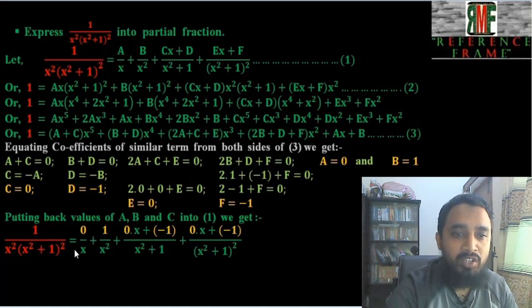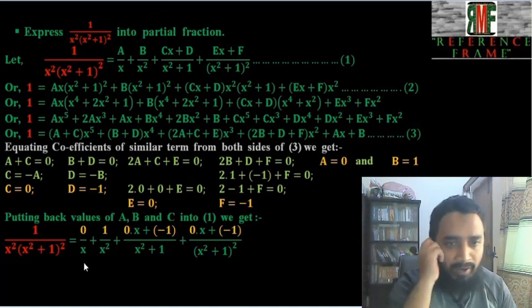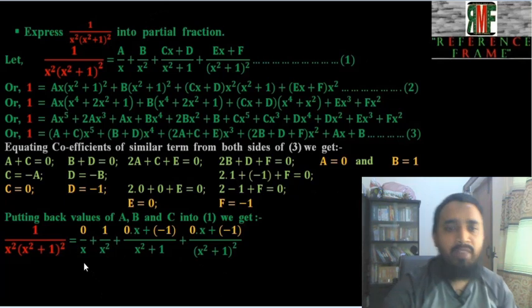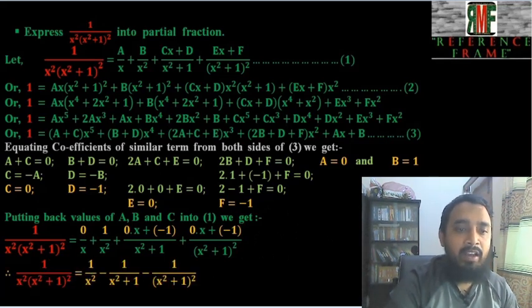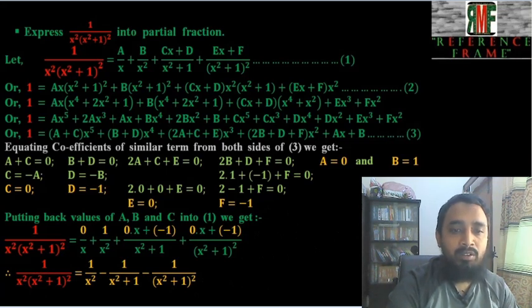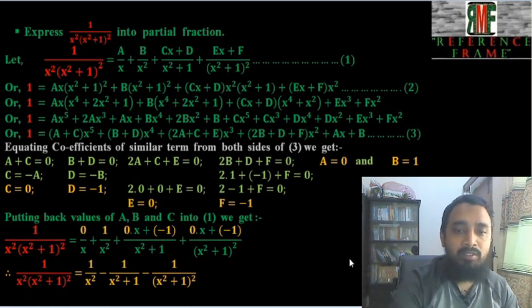So we have a situation like this that you can see on the screen, where a is 0, b is 1 by x squared, c is 0 and d is minus 1. Similarly, e is 0 and f is minus 1. Now by simplifying this, we have 1 by x squared into x squared plus 1 is equal to, on the right side, 1 by x squared minus 1 by x squared plus 1 minus 1 by x squared plus 1 whole square.